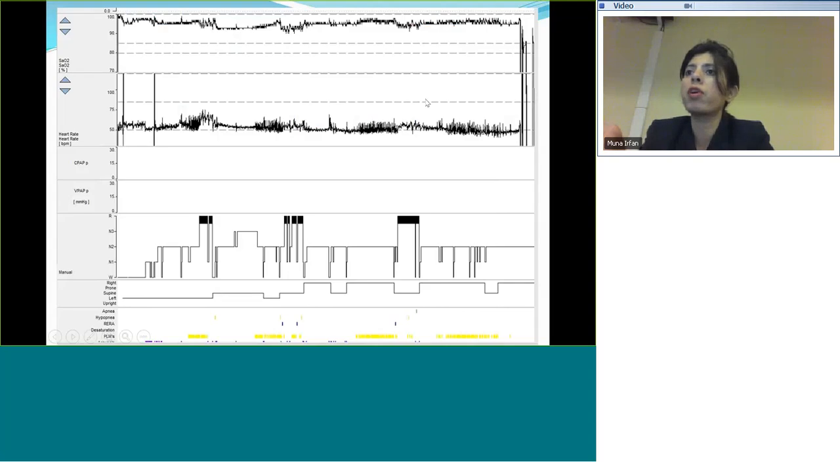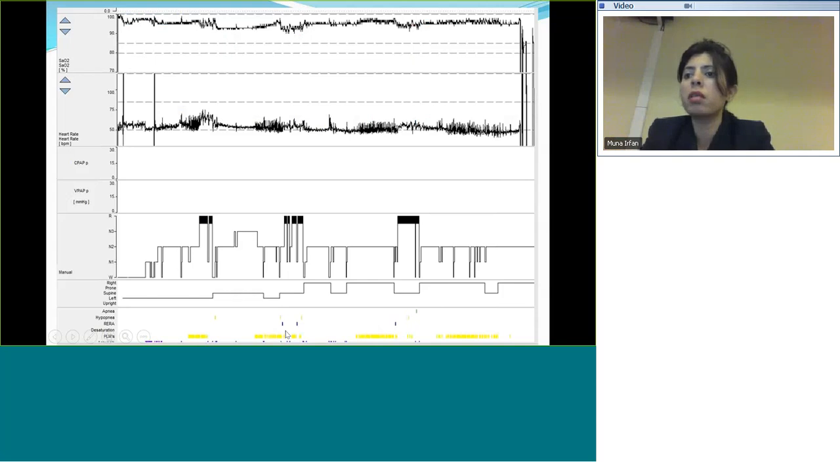So this is one of the hypnograms for a patient. As you can see, I'll just point out briefly, we are not going to talk in detail, but basically this is the oxygen saturation. This is the heart rate. And these are different stages of sleep. In this hypnogram, this black is REM. And otherwise, this is wakefulness, this is N1, this is N2, and this is N3. So these are different stages of sleep.